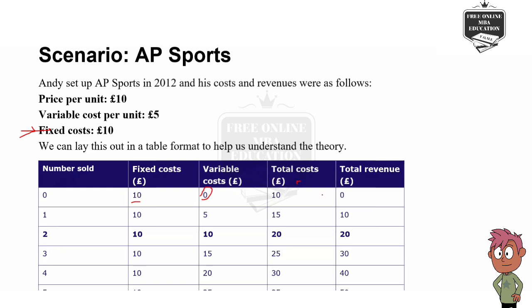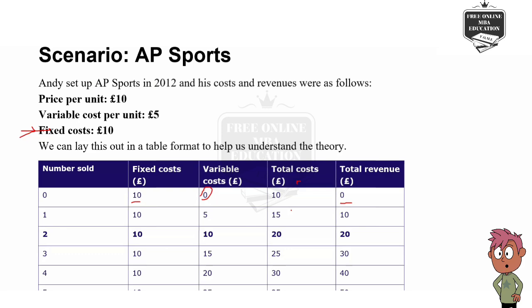So 10 plus 0 is 10. Now, because he has not sold anything, definitely his total revenue is also 0 here. In the first unit, his fixed cost is again 10. There is a variable cost per unit, which we defined here as 5. So we will take this value as 5. Now his total cost becomes 15 euros.